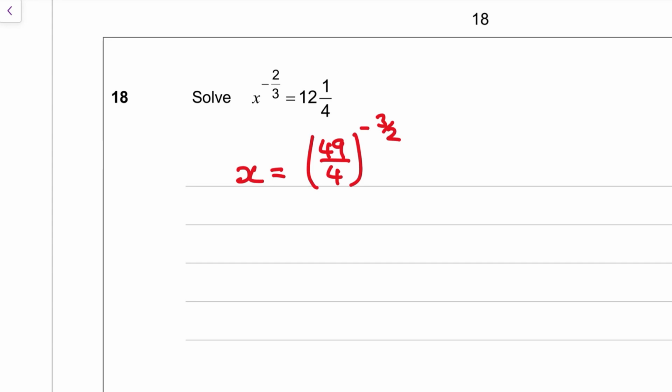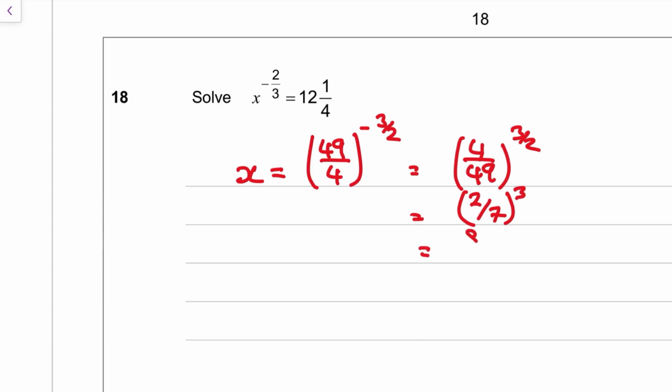So minus 3 over 2, so that's the same as 4 over 49 to the power of 3 over 2, which is the same as 2 over 7 to the power of 3, which is the same as 8 over 343, and that is my final answer. Now, at some stage here, because I'm doing a square root, could it be both answers?